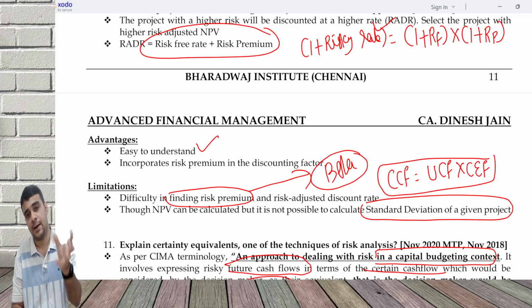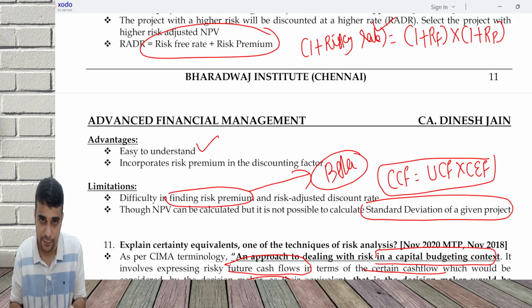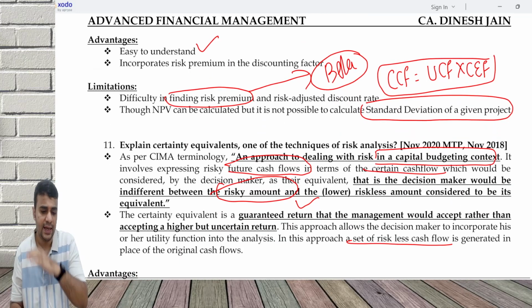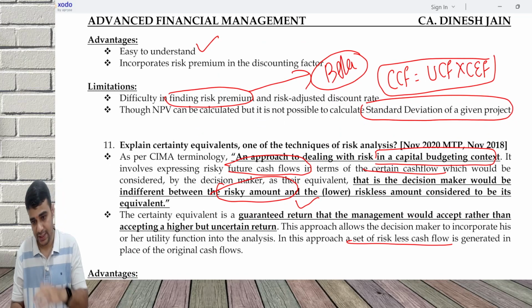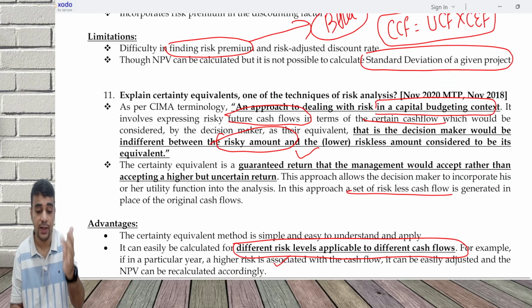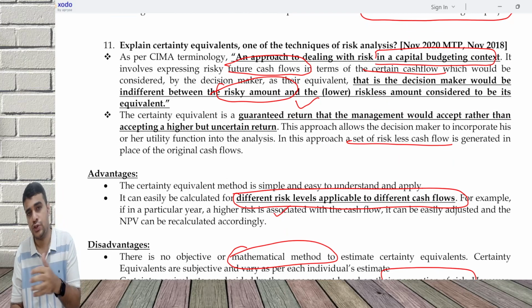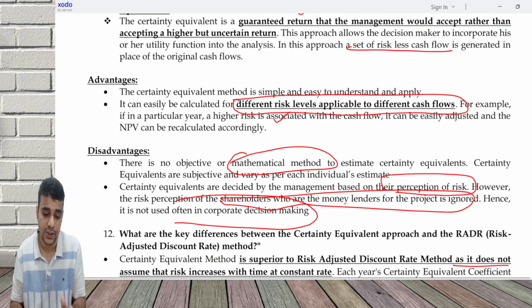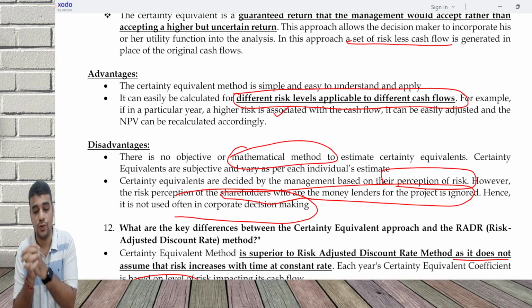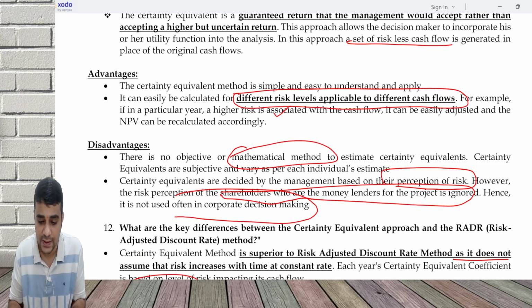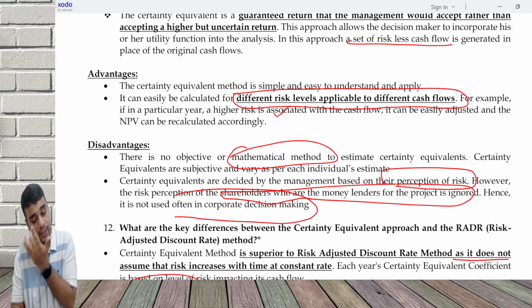Certainty equivalent factor is an approach where we adjust the cash flows every year. We convert the uncertain cash flow into certain cash flow. Technically, it's a more sound method. It's a very good method because it allows us to incorporate different risks for different years. But again, it's not used because there is a lot of subjective element. You are not very sure what the certainty equivalent should be. I cannot have an objective method of deciding it.